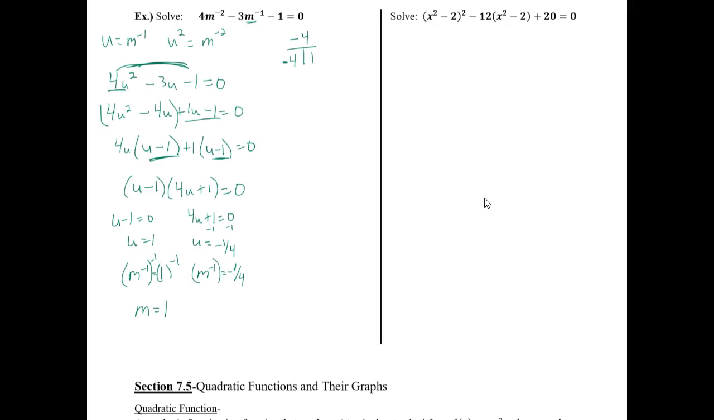Same thing with the next set. Take it to the negative 1 power, take it to the negative 1 power. Negative 1 times negative 1 is 1, so just m to the first power on the left. On the right-hand side, we have to take the reciprocal. Now, it doesn't change the sign, it's still negative, but the reciprocal of 1/4 is 4 over 1, or just 4. In this case, negative 4. So m could equal 1, or m could equal negative 4. You can check these, and I believe they both work. Go ahead and try the example on the right.